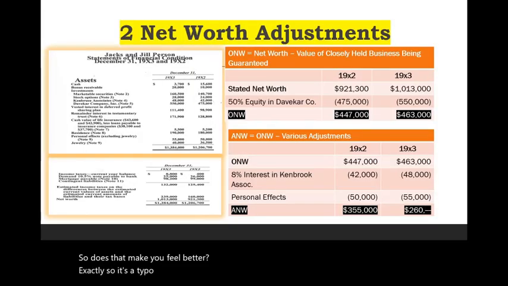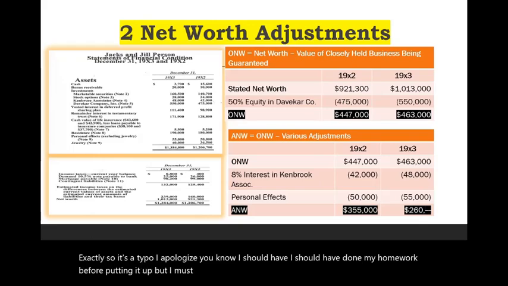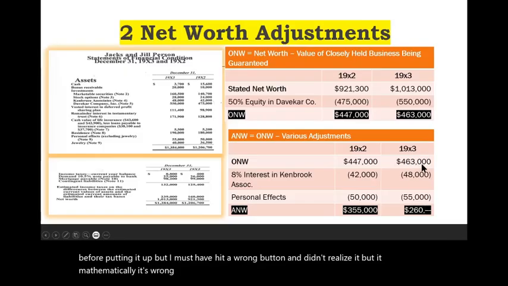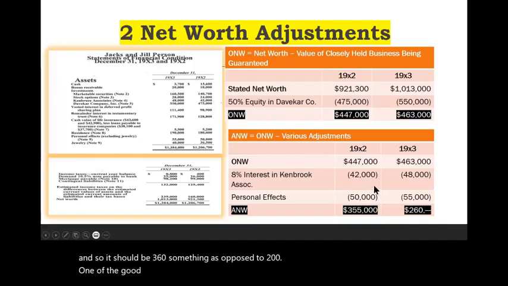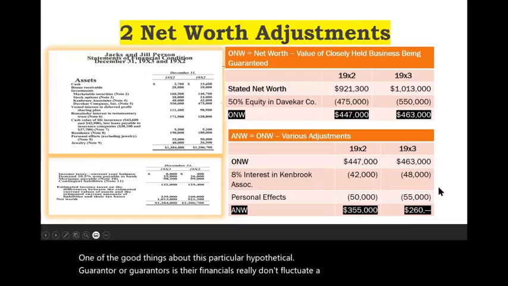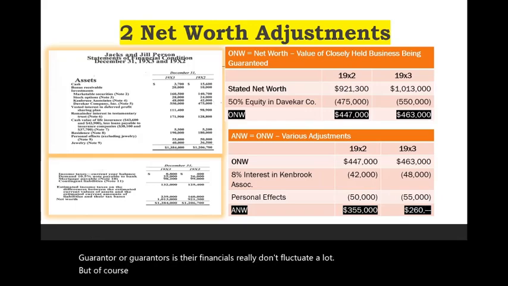I apologize. Okay, okay. I should have done my homework before putting it up, but I must have hit a wrong button and didn't realize it. But mathematically, it's wrong, right? But to get to it, you take the 463 and you deduct these two, and so it should be 360 something as opposed to 200. One of the good things about this particular hypothetical guarantor or guarantors is their financials really don't fluctuate a lot. But of course, that's what happens when the numbers are hypothetical, right? The real world presents you with a totally different situation.